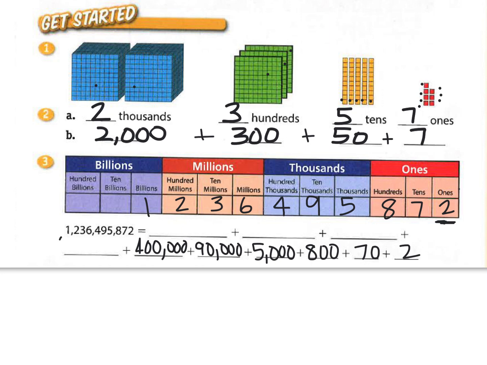Then we have millions, so we write 6 million. And then we have 3 in the 10 million, so we'd write 30 million. And then we have a 2 in the 100 million, so we have 200 million. This is a big number. And then 1 billion. So we have a 1 in the billions place. So in expanded form, it's a big number. And so we can see that each of the place values has a value for each place.